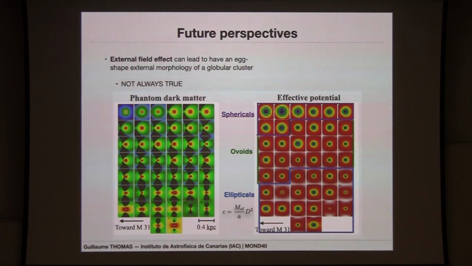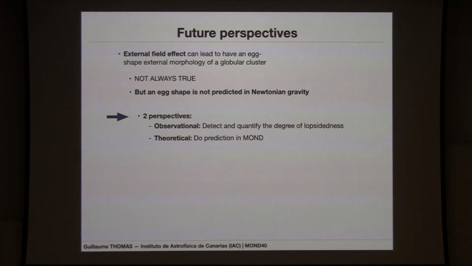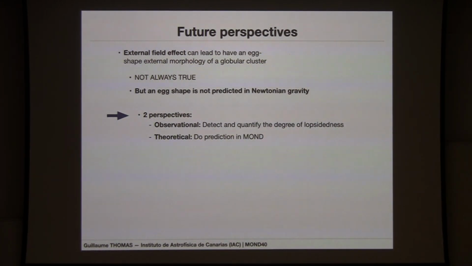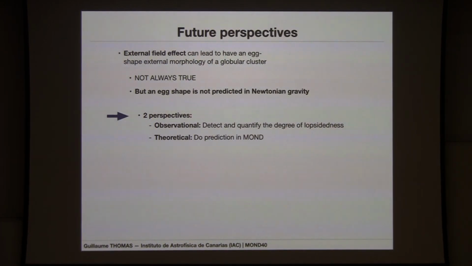And so, first of all, two perspectives. One is observational. You have to detect and quantify the degree of lopsidedness of the globular clusters in the local group. Because again, in MOND, you don't expect to get the asymmetry in all the globular clusters, so you have to do that for a very large number of them. Also, on the theoretical side, you have to do the prediction for each globular cluster to see what degree of lopsidedness you expect.